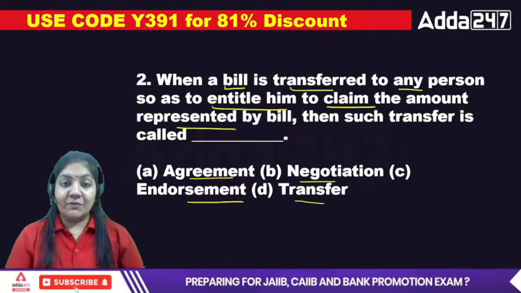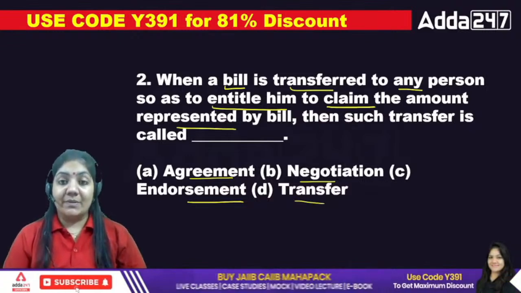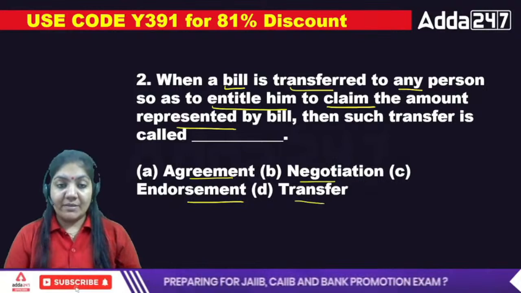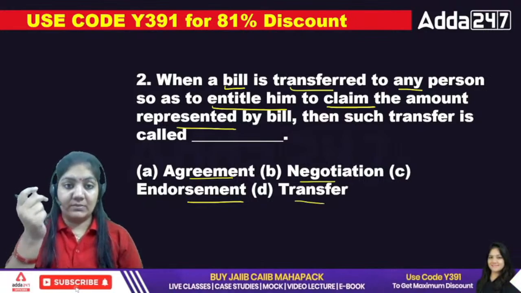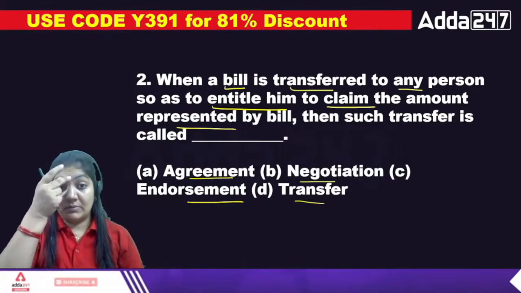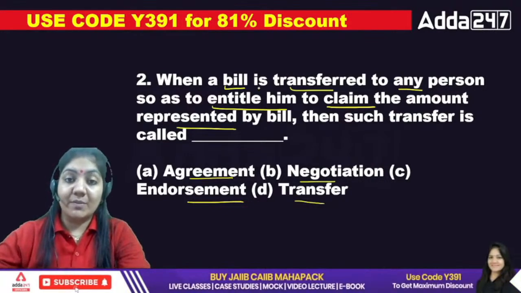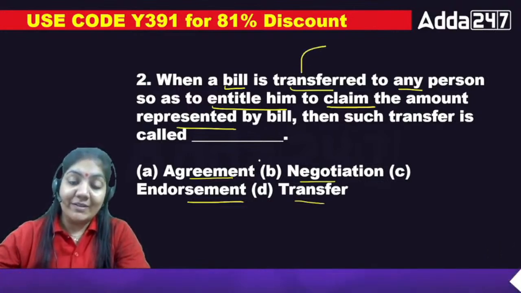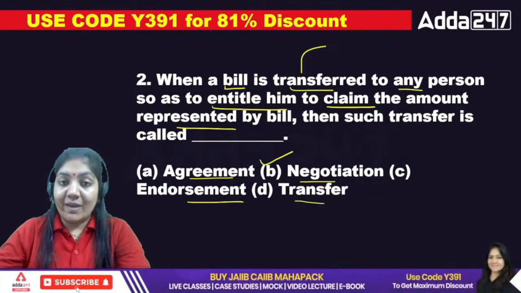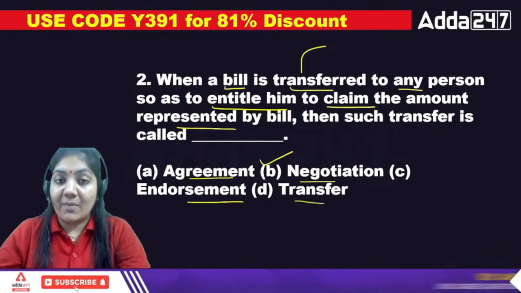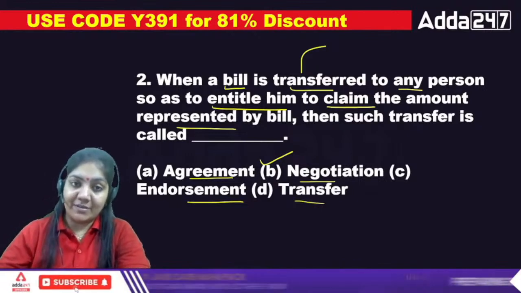When a bill is transferred to any person so as to entitle him to claim the amount represented by the bill, then such transfer is called? It's a one word answer. When the bill is transferred, that is called negotiation. So for the second one, B is the right answer. Okay. Next.